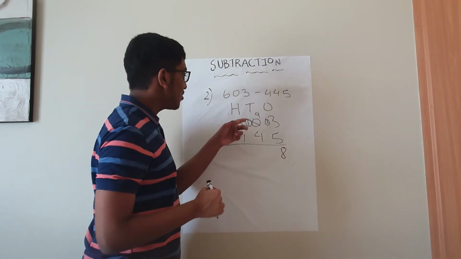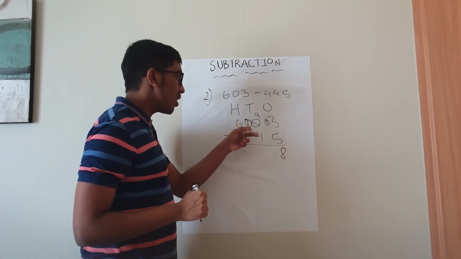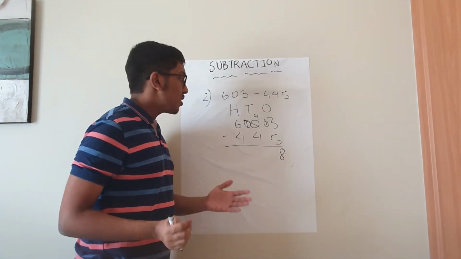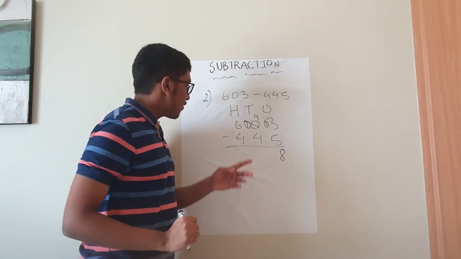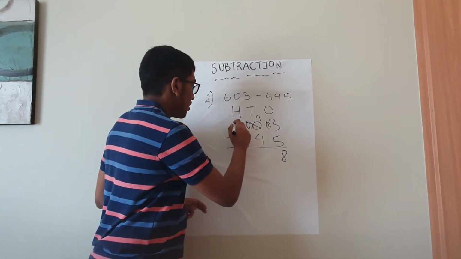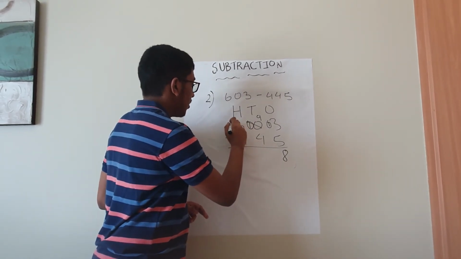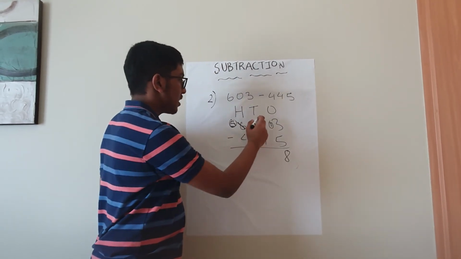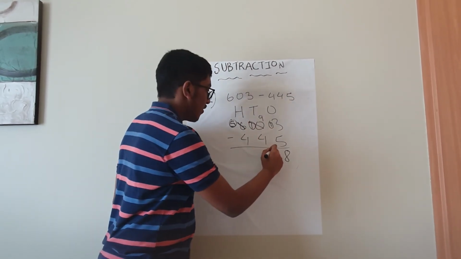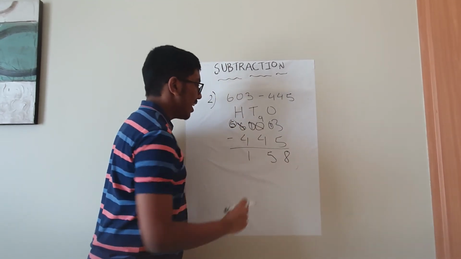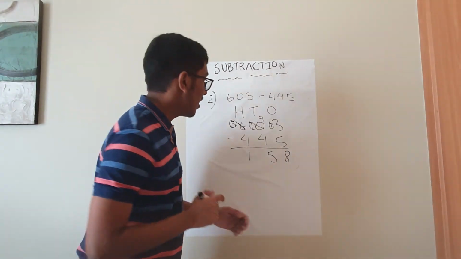And now since you got that, where did this 1 come from? You carried over that 1 from the digit on the left, okay? So you have to subtract 1 from this digit, so this becomes 5. Now what is 9 minus 4? 5. And what is 5 minus 4? 1.